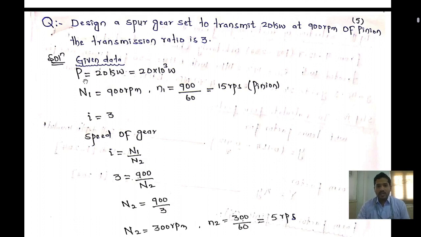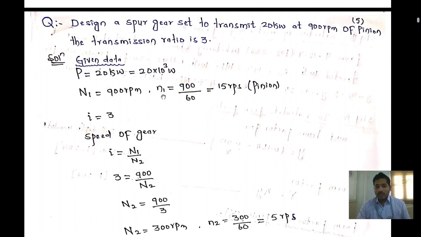The power is represented by P equal to 20 kilowatt. Our intention is to convert kilowatt to watt. Kilo means 1000, is it right? 20 as it is, kilo we can represent as 10 power of 3 instead of 1000, watt as it is. Here 900 rpm is the speed of the pinion. If you provide the power of 20 kilowatt, the pinion will rotate at a speed of 900 rpm.